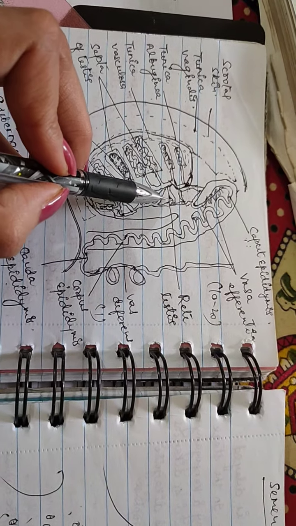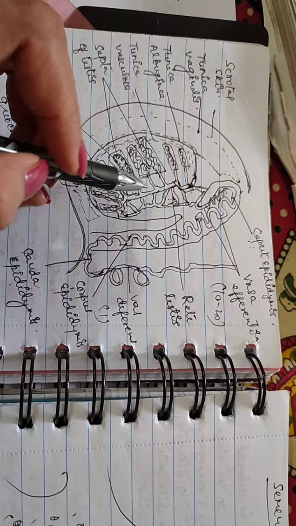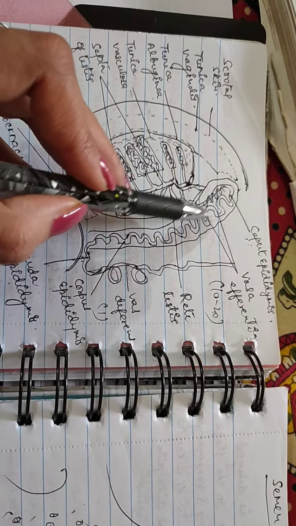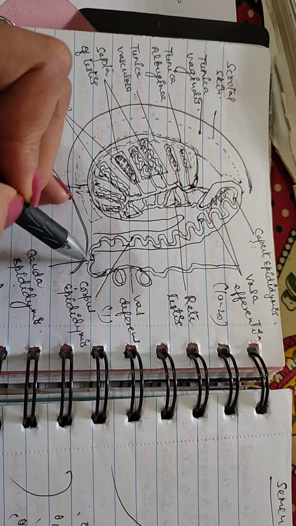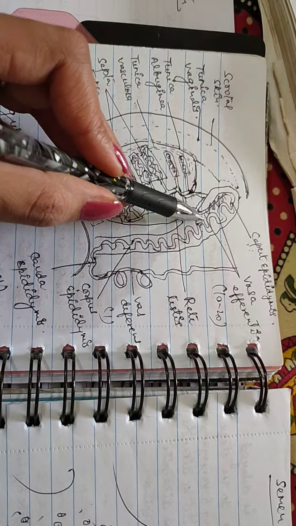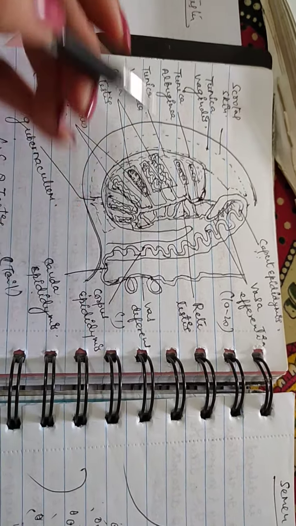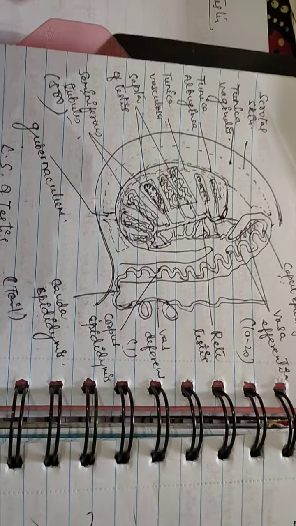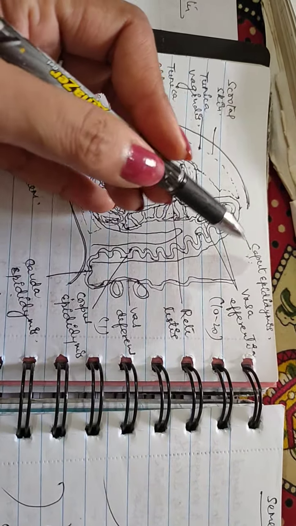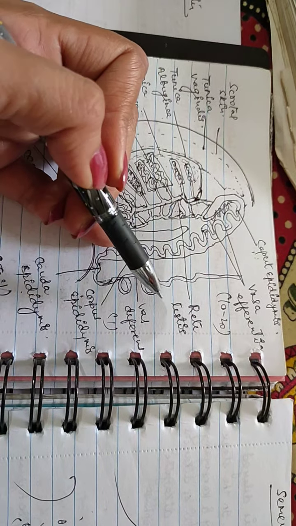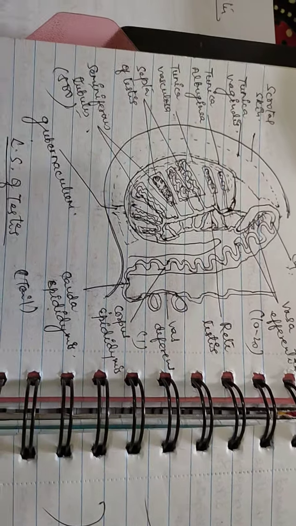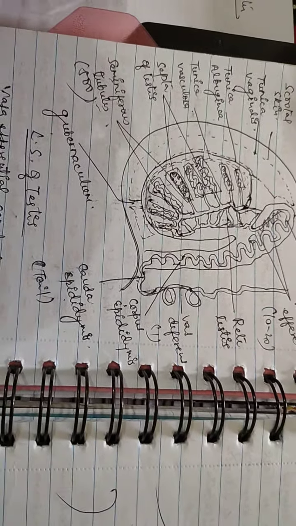See here, this is rete testis, and this is vasa efferentia. Then this is vas deferens. So these are the ducts: epididymis, vasa efferentia, rete testis, vas deferens. These are the duct system of the testis.